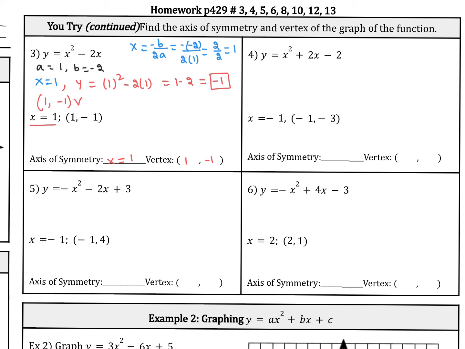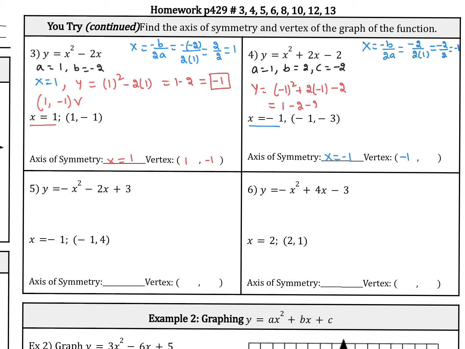Next is question number 4. A is 1, B is 2, and C is -2. Find x equals -b over 2a. That is -2 over 2 times 1, and that's going to be -1. So the axis of symmetry is -1. Find out the y value. You're going to plug it in for the x value. And you got here -1 squared is 1, so 1 minus 2 minus 2. And that's going to be 1 minus 4, and that's -3.